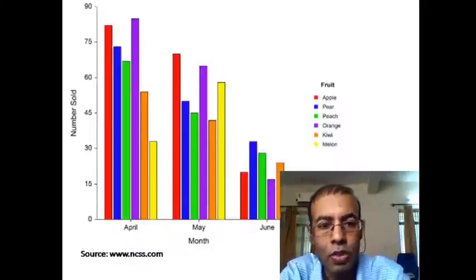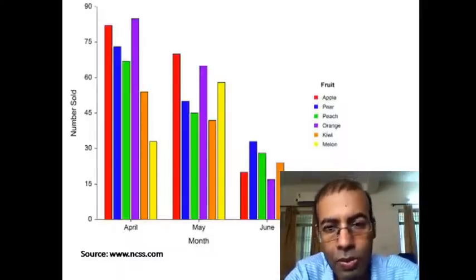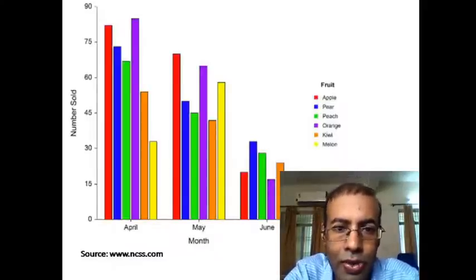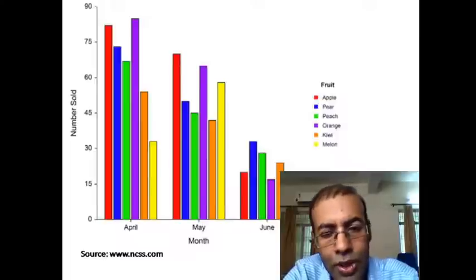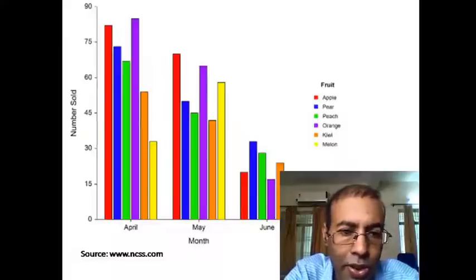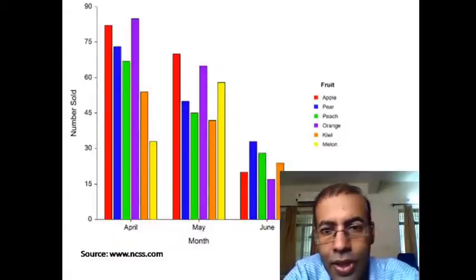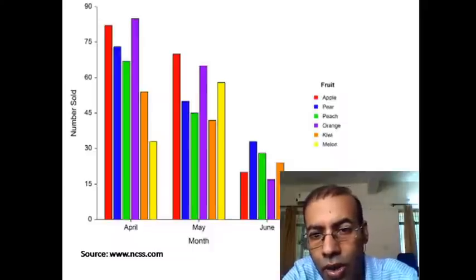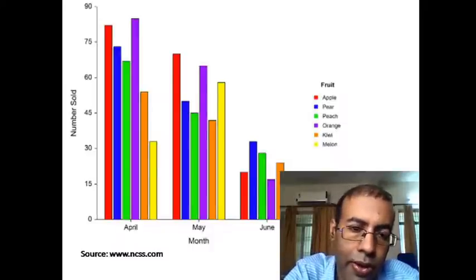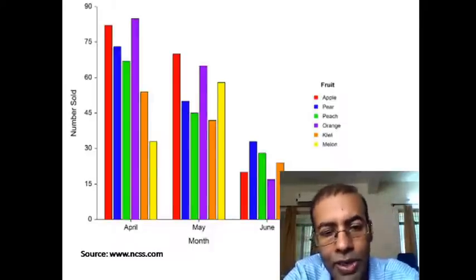And this is one more example of a multiple bar diagram, about the sale of different types of fruit in different months. Sale of apple, pear, peach, orange, kiwi, and melon in the month of April, the month of May, and the month of June.